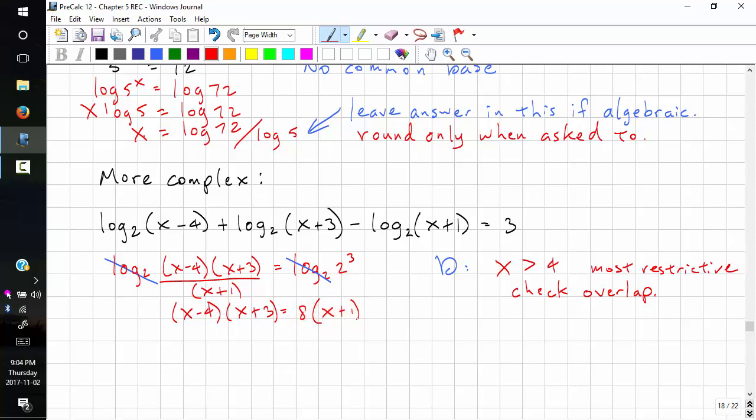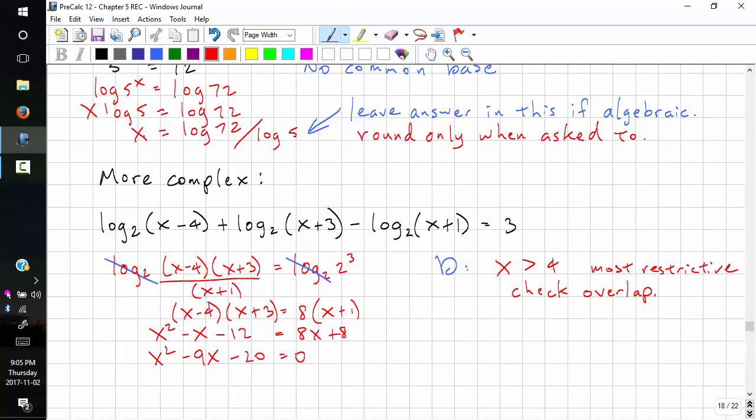Now we need to expand everything. X squared minus 4x plus 3x, that's negative x. Negative 4 times 3, it's negative 12. And we have 8x plus 8. Let's move everything over to the left-hand side. X squared. This becomes negative 8x, so negative 9x. This becomes negative 8, so we have negative 20 equals 0.